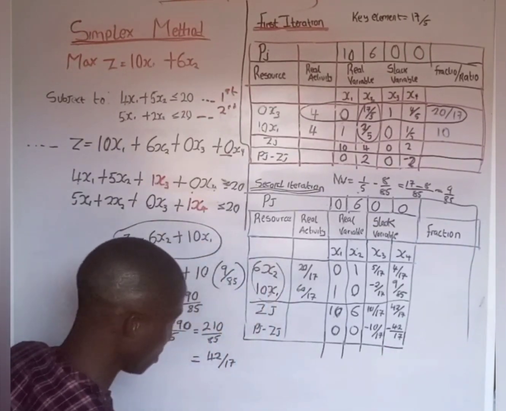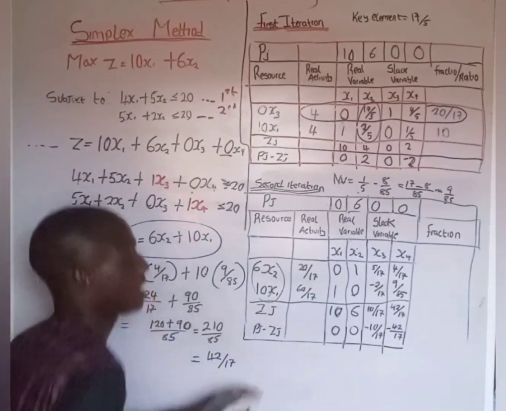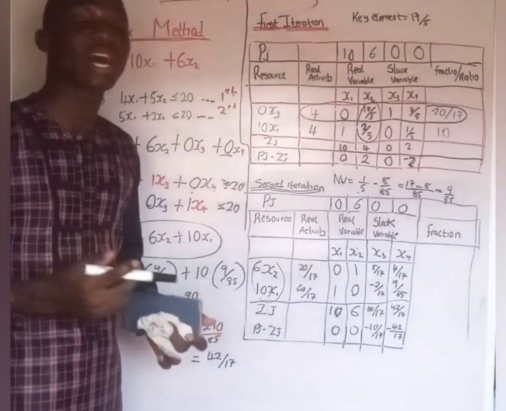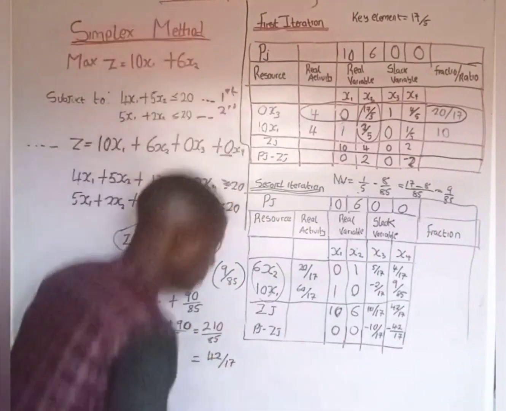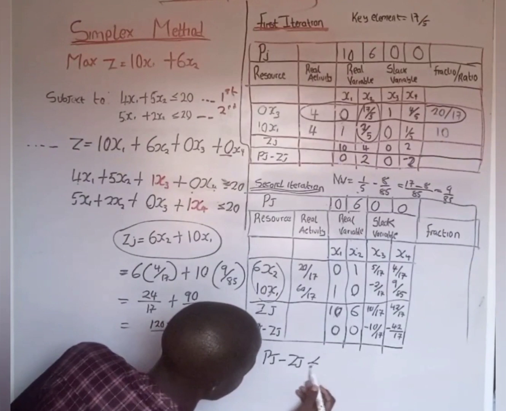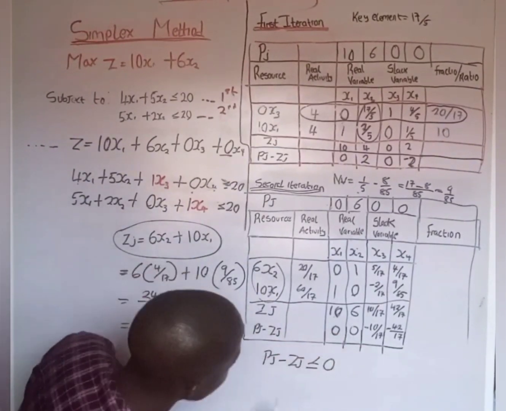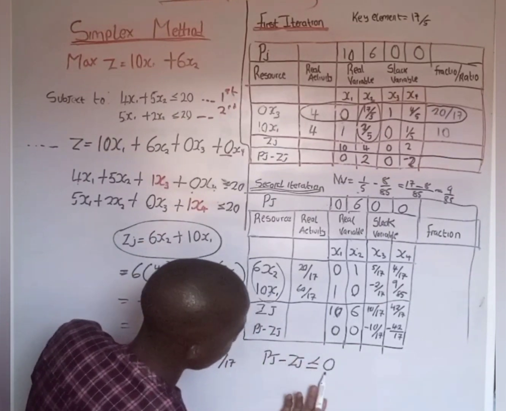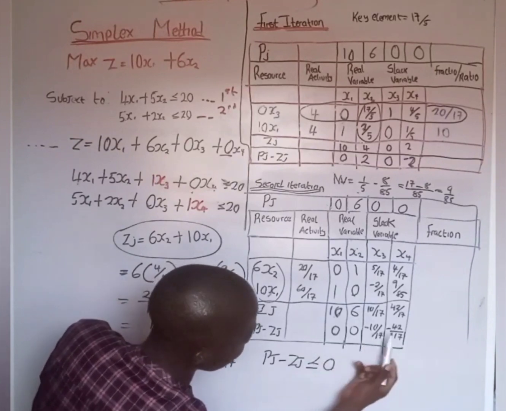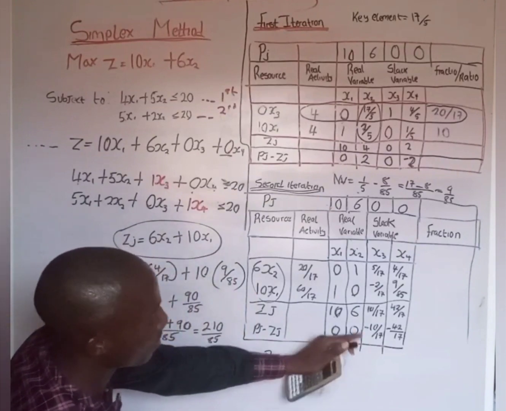I told you when I started calculating the value of ZJ that for us to obtain our optimal solution, PJ minus ZJ must be less than or equal to 0. Now we have gotten the value of our PJ minus ZJ. Let's look at the values. 0 is less than or equal to 0, yes. This one is also 0, and this one is negative, this one is negative. Therefore, this is our optimal solution. We have reached a conclusion.